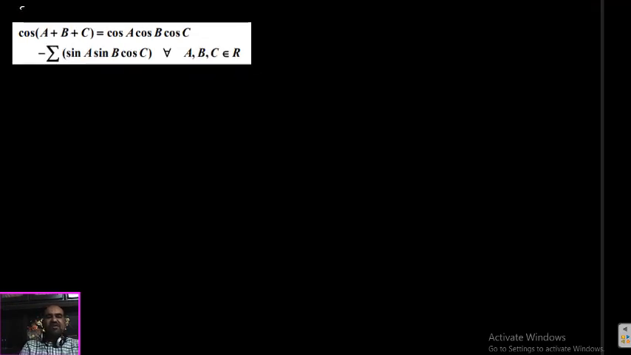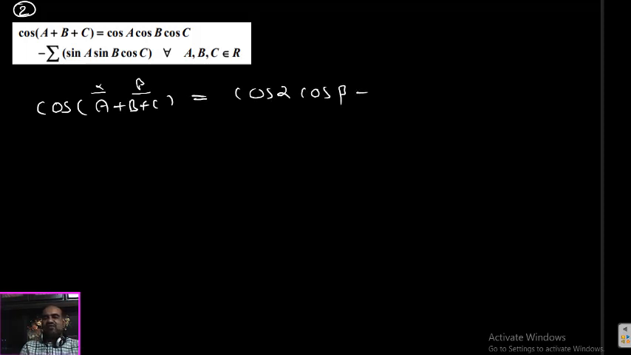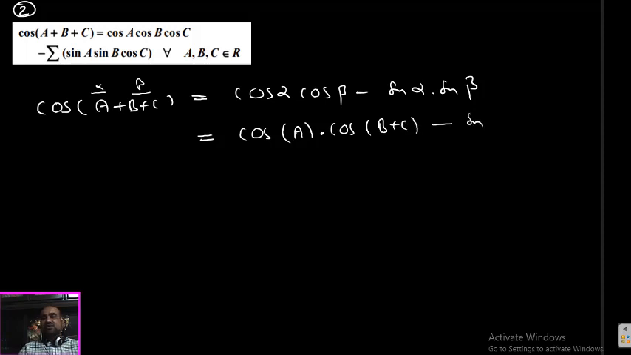Next, second one: cos of A plus B plus C equal to cos A cos B cos C minus sigma sin A sin B sin C. Same procedure. Say this is alpha, this is beta. Cos of alpha plus beta is cos alpha cos beta minus sin alpha sin beta, that is cos of alpha means A, cos of beta means B plus C, minus sin A into sin of B plus C.